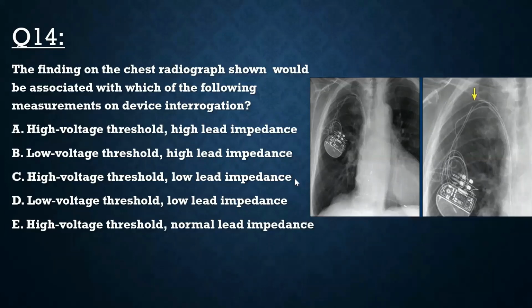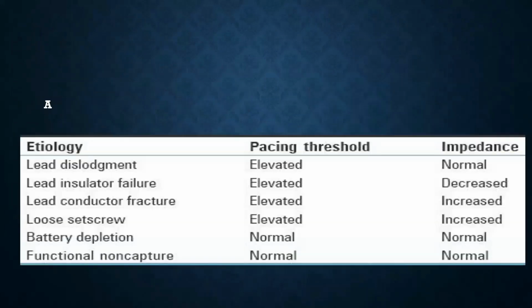So I collected these abnormalities in the device interrogation regarding basic threshold and impedance, what these abnormalities are, and the etiology of each abnormality, either high or low threshold and impedance. We'll find it in this nice table.